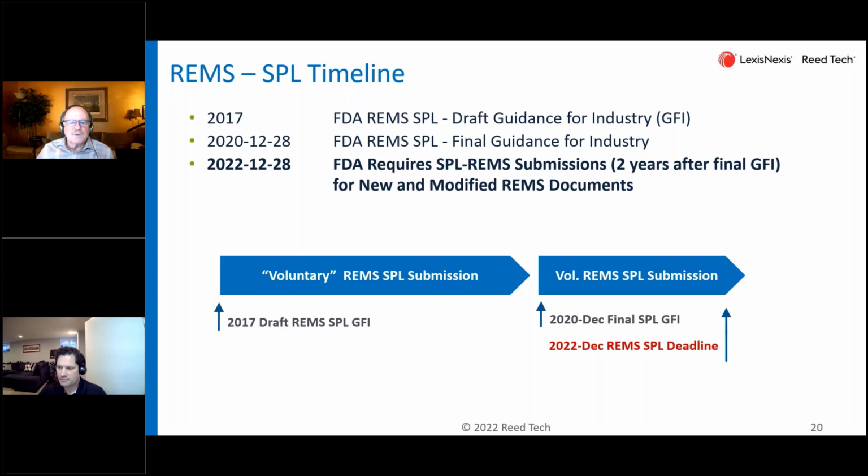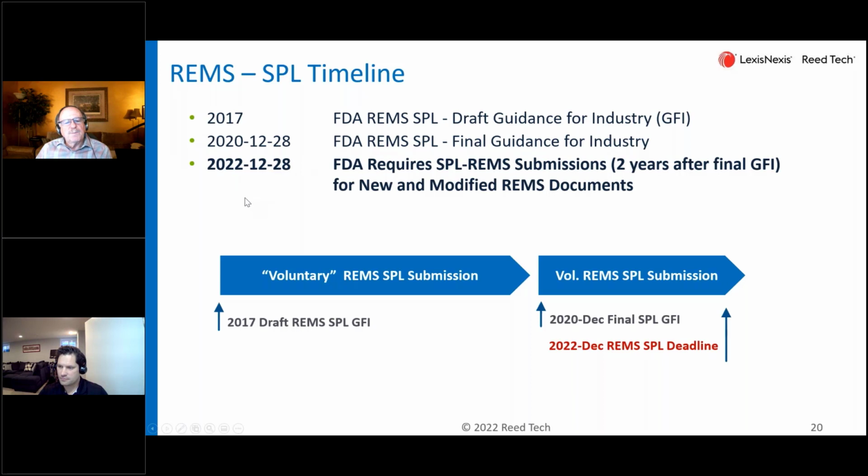One of the things that was noteworthy in this guidance is that it made use of one of the authorities given to FDA to require electronic submissions after a 2-year period once the final guidance is released. So the FDA does pull that off the shelf periodically and enforces that. And REMS is actually one of those situations. So this guidance came out in December 2020.